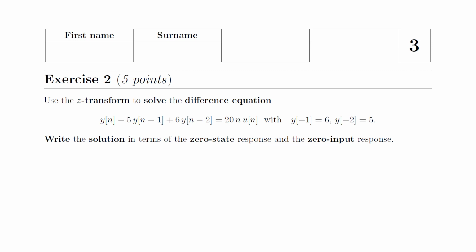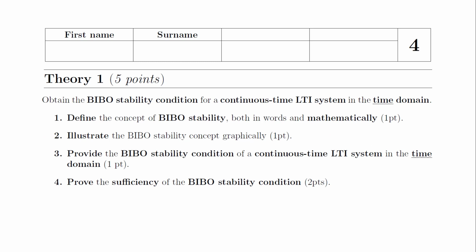Pay attention because you have to write the solution in terms of the zero state response and the zero input response. Well, here's the first theory question. You have to obtain the BIBO stability condition for a continuous time LTI system in the time domain. So it's not about poles, right? It's really in the time domain.